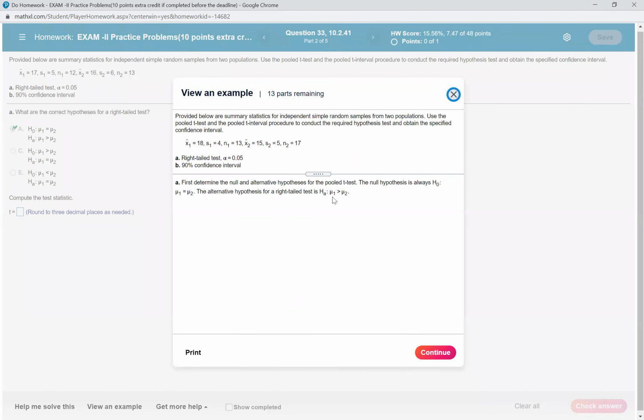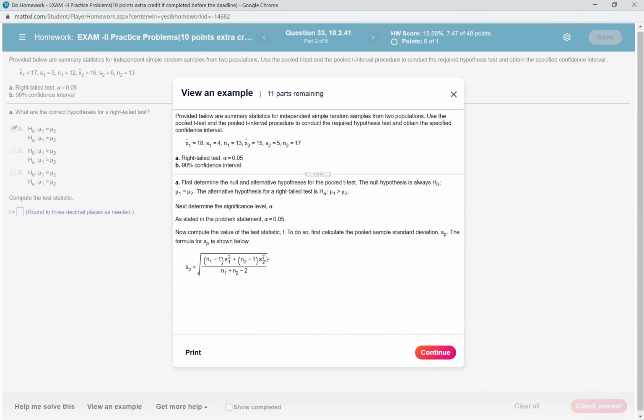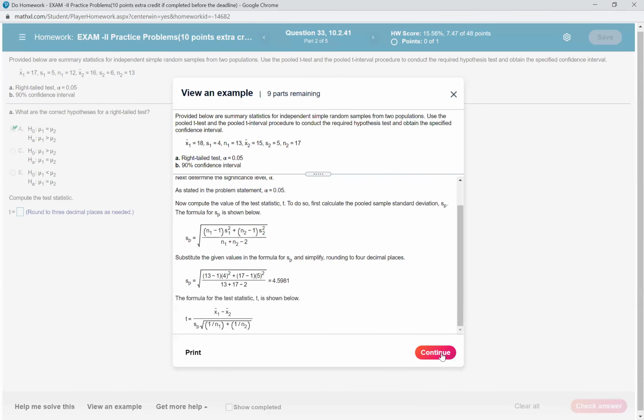Okay, if you view an example here, you can see we have a similar problem. This is also a right tail test, so we have the alpha value. This is the formula to calculate the pooled standard deviation: the square root of n1 minus 1 s1 square plus n2 minus 1 s2 square divided by n1 plus n2 minus 2. So you can calculate the test statistic. This is the formula to calculate the test statistic. You plug in all the numbers and calculate it. So this is 4.5981 for this example.